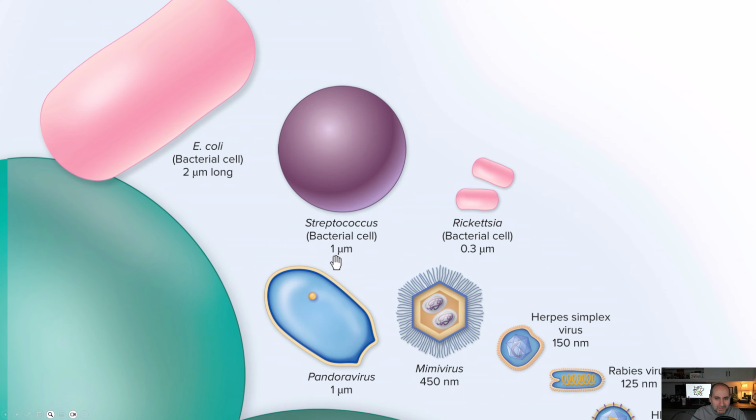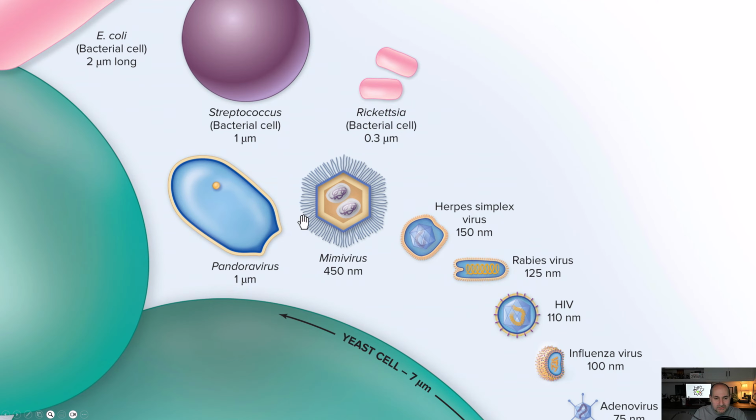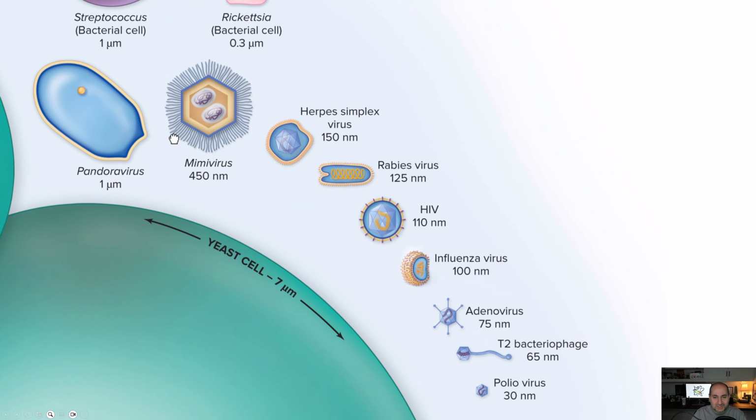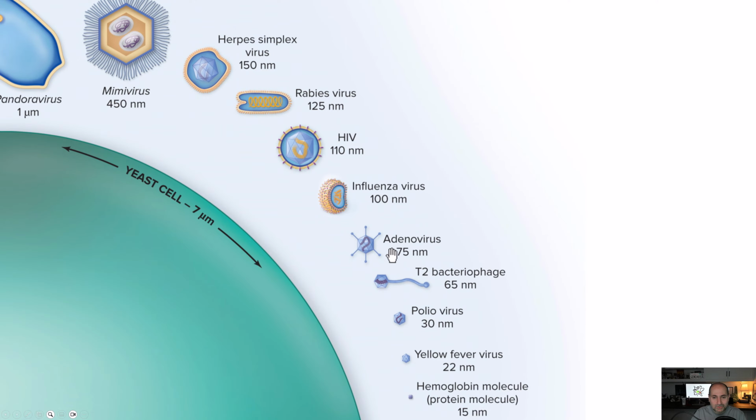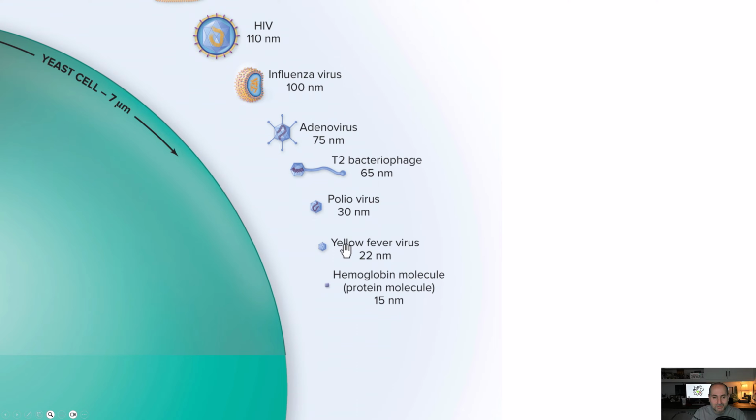Streptococcus is about 1 micrometer in diameter, and so you could visualize that with a light microscope as well. However, notice that the viruses, besides this ginormous Pandora virus, which is about 1 micrometer, but that's the exception, tend to be smaller than 1 micrometer, with the smallest viruses being about 22 nanometers in diameter.